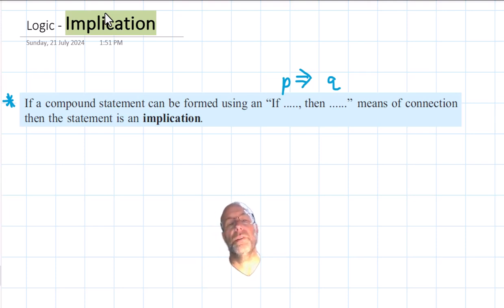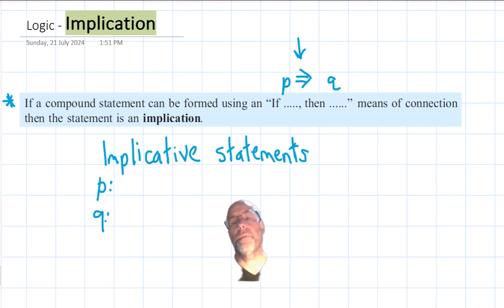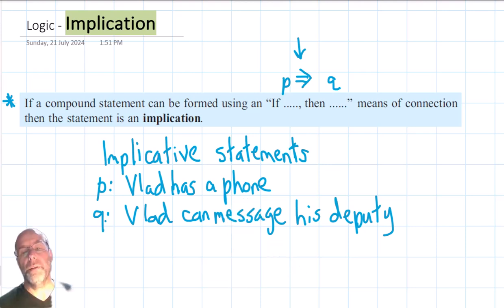So implication is a compound statement with the connective, that implication symbol, okay? And we can also talk about what's called implicative statements, and they follow the if-then form. So here's an example of implication using P and Q, where P and Q are the following. P, Vlad has a phone, and Q, Vlad can message his deputy.